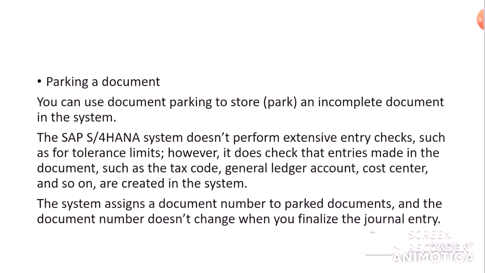Now parking a document. Let us see the difference. You can use document parking to park an incomplete document in the system, because this might be for other reasons. It might need some extensive entry checks, such as for tolerance limits. However, it does check that entries made in the document, such as tax code, general ledger account, cost center and so on, exist in the system. The system assigns a document number to the parked document, and the document number doesn't change when you finalize the journal entry. For parked documents you will get a document number.